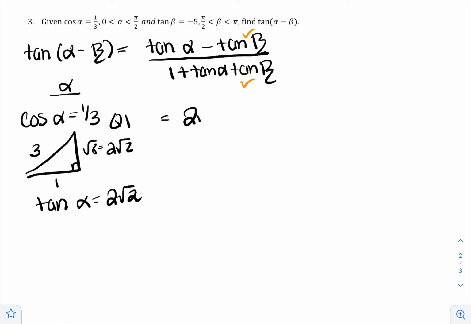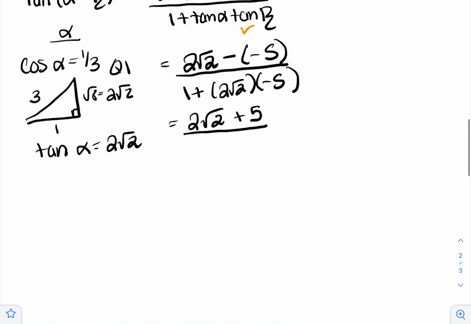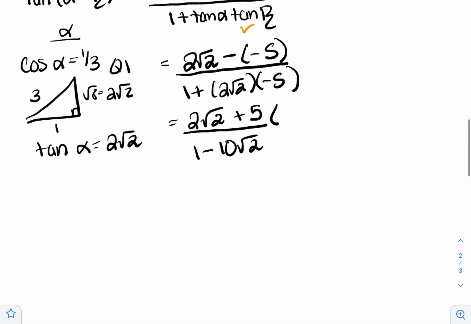So I have 2 square root of 2 minus a negative 5 over 1 plus 2 square root of 2 times a negative 5. So in the top, I'm going to get 2 square root of 2 plus 5 over, in the bottom, 1 minus 10 square root of 2. So we need to rationalize the denominator. The way that we do that is we multiply by the conjugate, in case you haven't taken algebra in a while. So we do 1 plus 10 square root of 2.